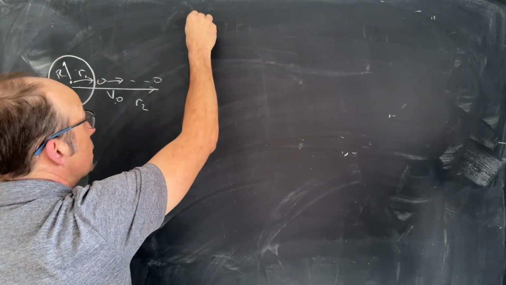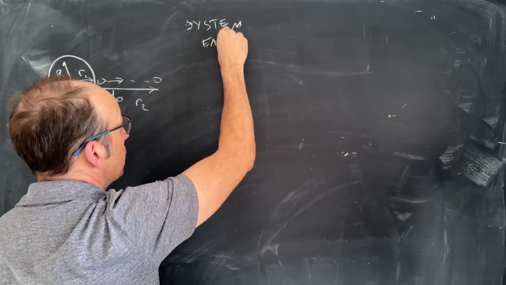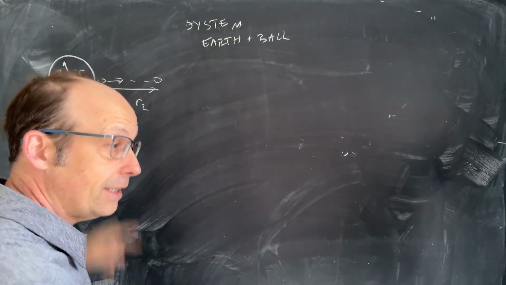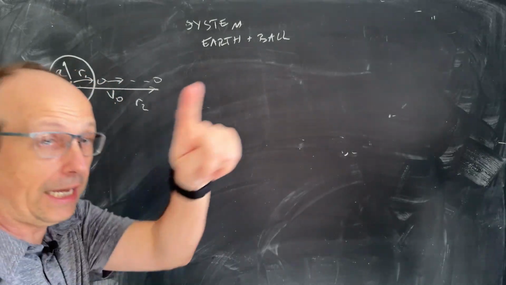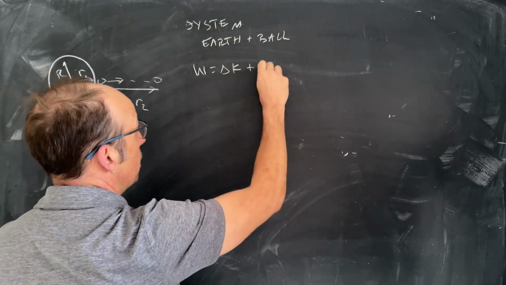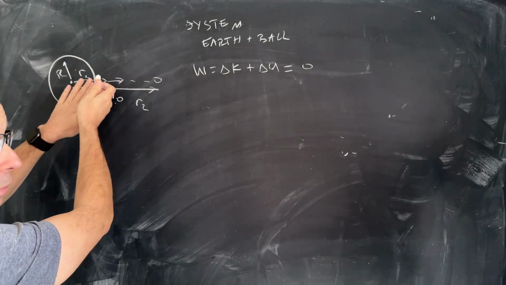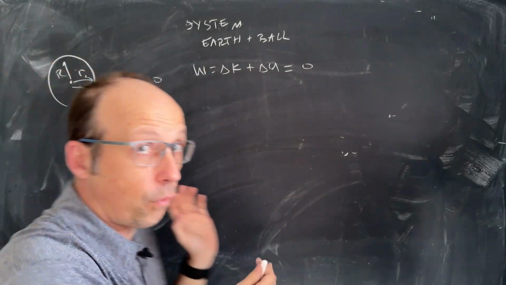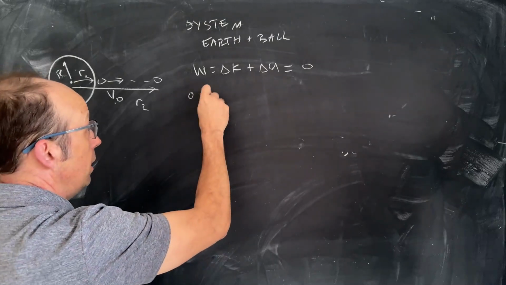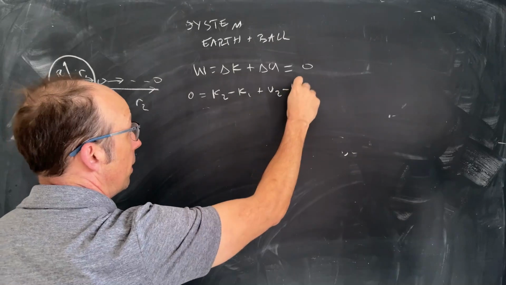So I'm going to use the system of the Earth plus ball. And now I'm dealing with a change in position, so that says, hey, use work-energy. Work is the change in kinetic energy plus the change in potential energy. If that's my system, I'd already started with initial velocity. There are no external forces, so the work done is 0. So I can say 0 is going to be k2 minus k1 plus u2 minus u1.